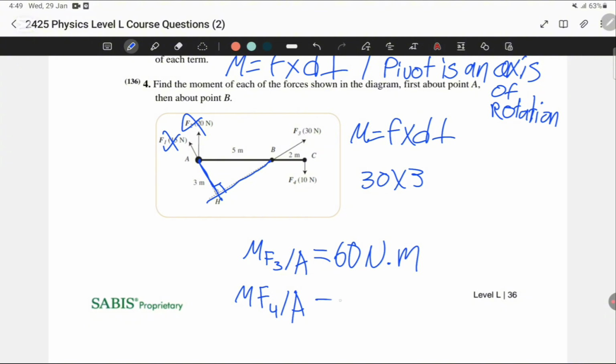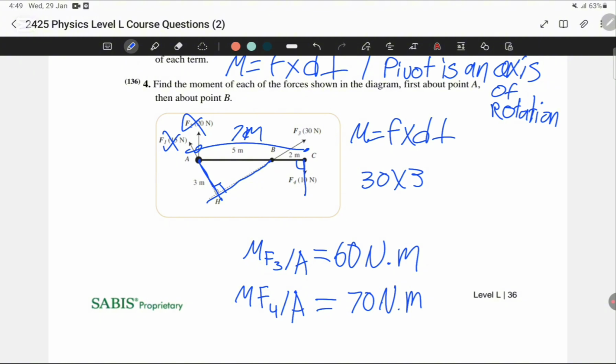And for force 4, it's going like this. It's already perpendicular. So 10 newtons times 7, because you want the perpendicular distance from A to C, or from the force to A. It's 7 times 10, because from here to here is 7 meters. So it's going to be 70 newton meters.